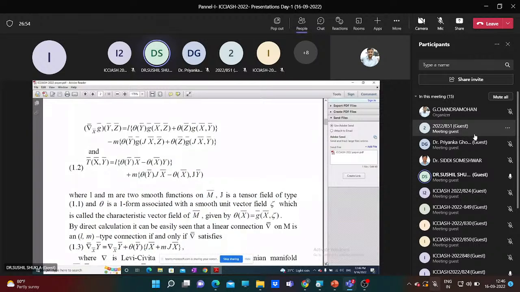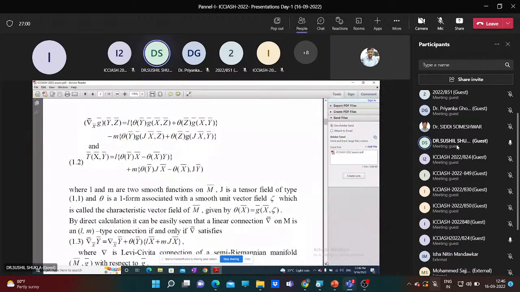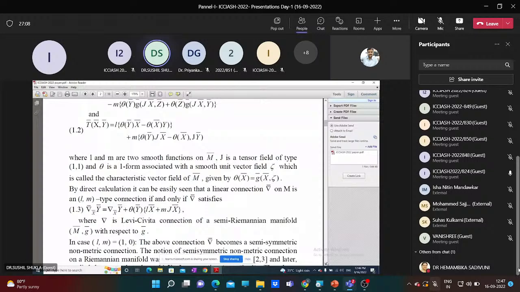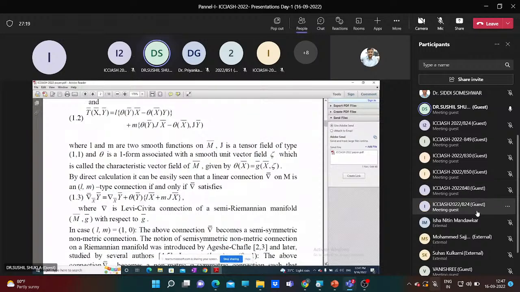By direct calculation, it can be easily seen that a linear connection ∇̄ of LM type satisfies the property ∇̄_X̄ Ȳ = ∇_X̄ Ȳ + θ(Ȳ)L X̄ + M J X̄, where ∇ is the Levi-Civita connection of the semi-Riemannian manifold with respect to ḡ.